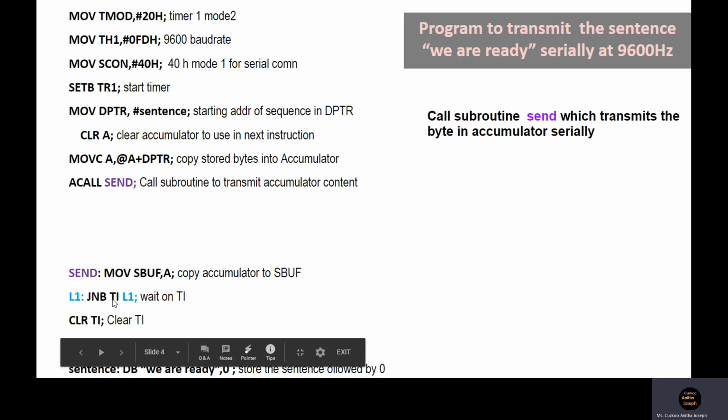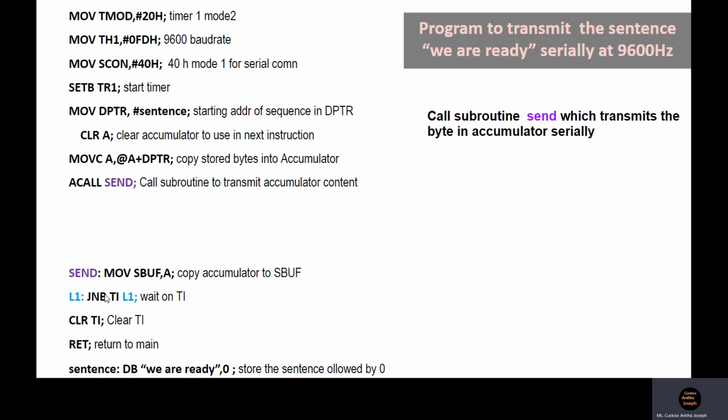And we will wait on the TI flag until this transmission is complete. TI is initially 0, and as long as the byte is not completely transferred, it will be 0. So when TI sets, it means that the entire byte has been transmitted. Until then, we will wait. We will wait until the entire byte in SBUF has gone out through the TXD pin.